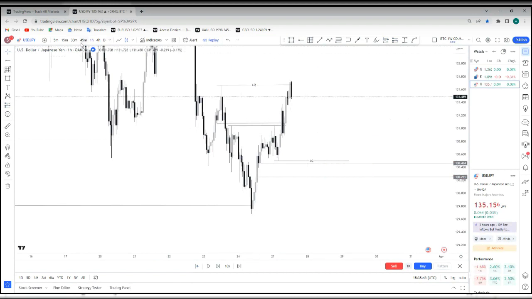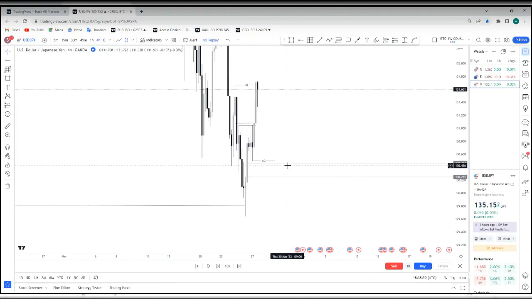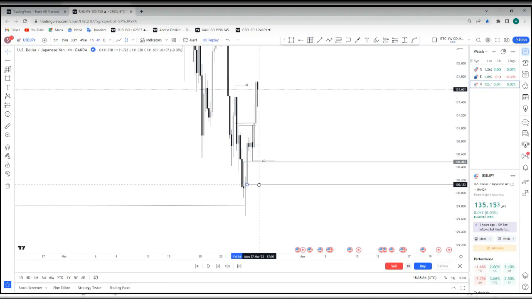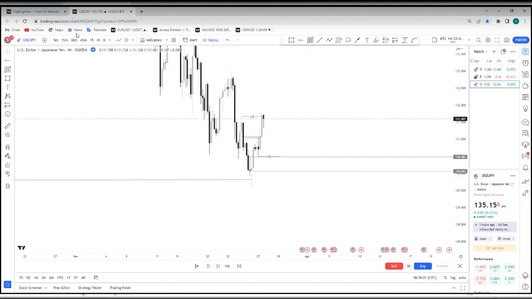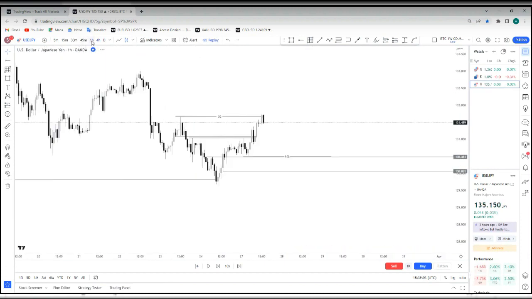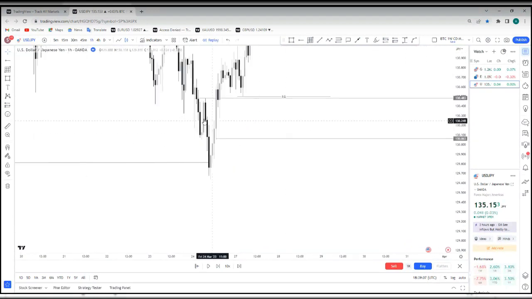So now on 4 hours, I've already marked my demand zone from here to here. I've already marked my demand zone. I will not be buying instantly. I will have to go to a shorter time frame to wait for confirmation. And you already know the confirmation. I'll go to a shorter time frame to wait for confirmation.